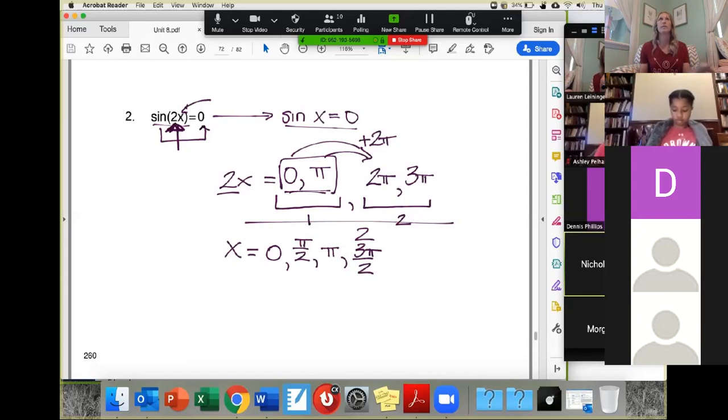That is not always going to be true. Someone always asks that at this point: can I just look at my first 2 answers and add 2 pi, or add pi over 2, to get the rest of them? No, we can't. It doesn't always work that way.